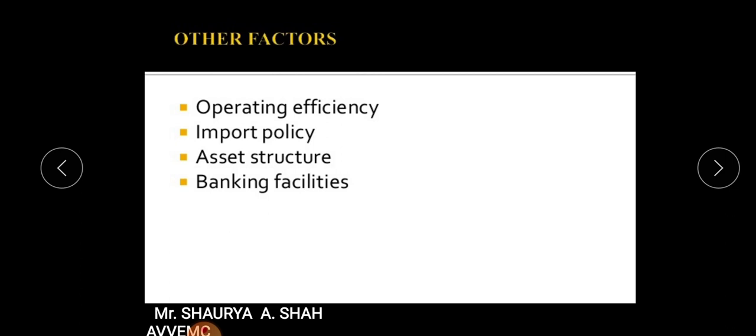Banking facilities, whether bank loans are available easily or not, whether bank overdraft or cash credit facilities are available or not. If they are easily available, then working capital reduces. If they are not easily available, then you have to keep more working capital in the business, right? So I suppose you are all clear with the other factors also, right?